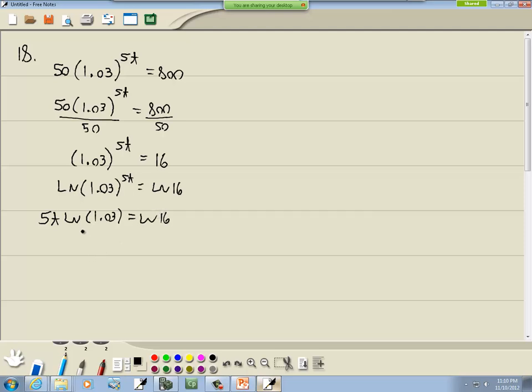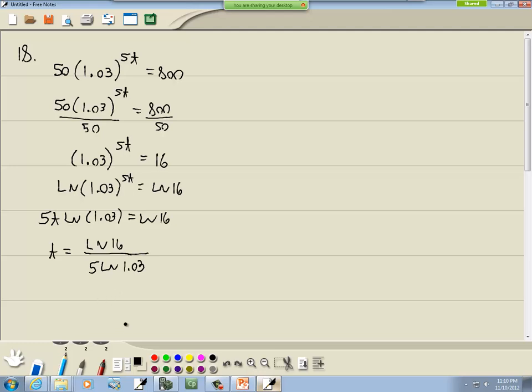Now we're trying to get to t by itself. The 5 is a number, and the natural log of 1.03 is a number. So I've got a number in front of it and a number after it, so we're going to divide both sides by those numbers. And we've got t is equal to natural log of 16 over 5 natural log of 1.03.